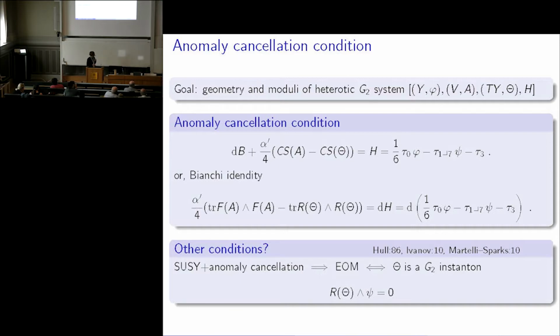However, for these N equals 1 compactifications, one can show that the supersymmetry and the anomaly cancellation constraint actually imply these equations of motion if we impose on this connection that I have here on the tangent bundle, which is the connection that appears here in the anomaly cancellation condition, that this is also a D2 instanton. So I will assume this in order not to have to check any other constraints.